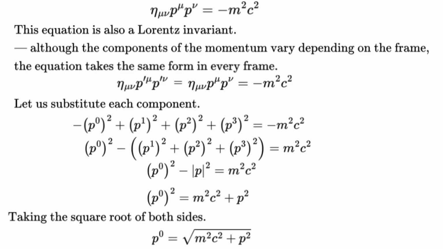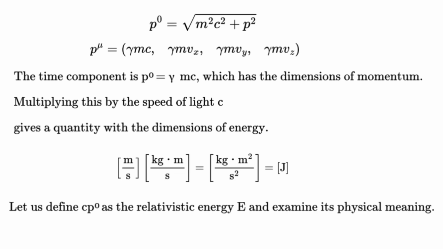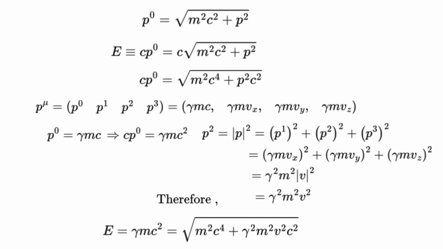Let us substitute each component. Taking the square root of both sides, the time component is p0 equals gamma mc, which has the dimensions of momentum. Multiplying this by the speed of light c gives a quantity with the dimensions of energy. Let us define cp0 as the relativistic energy E and examine its physical meaning. The intermediate calculation steps for deriving the relativistic energy are displayed here. Please pause and proceed at your own pace.